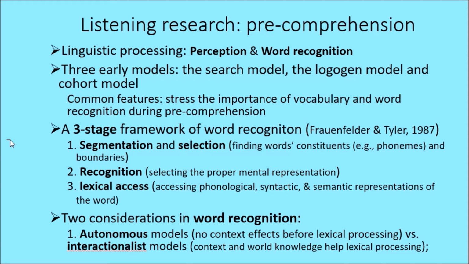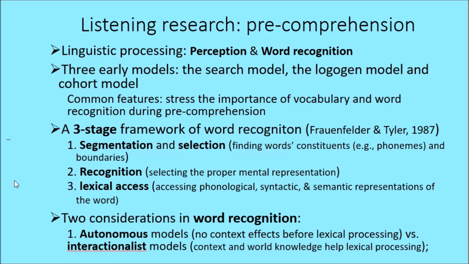And then comes recognition. During recognition, or stage 2, we select the proper mental representation for whatever we have segmented so far. And finally, during lexical access, we access the phonological, semantic, and syntactic representations of that word. In other words, we start to retrieve anything that we know about that word from our long-term memory. This is analogous to comprehension at the word level. Now, there's a consideration here, or two considerations if you count each of them as one.